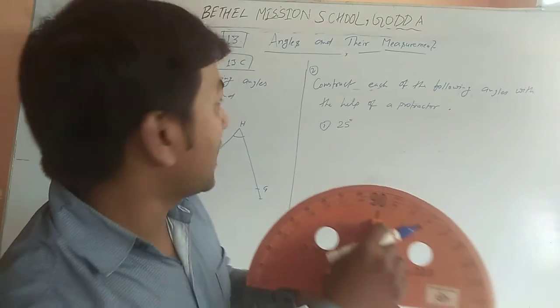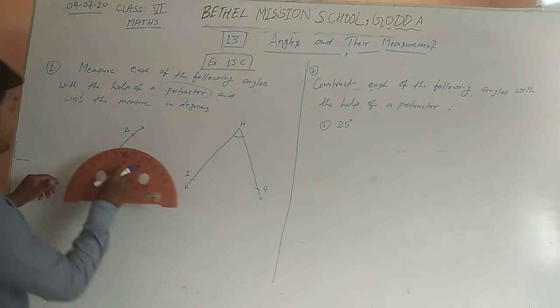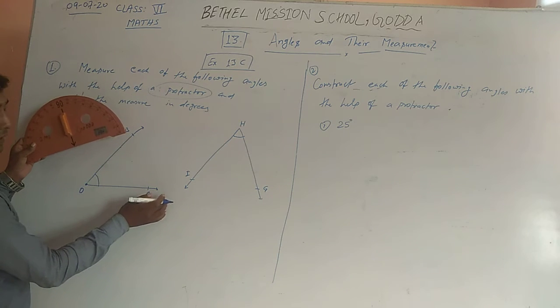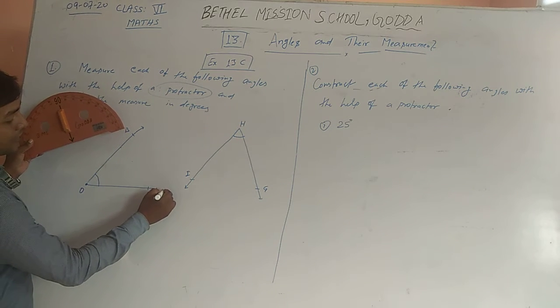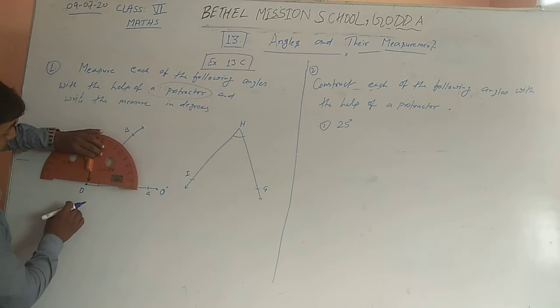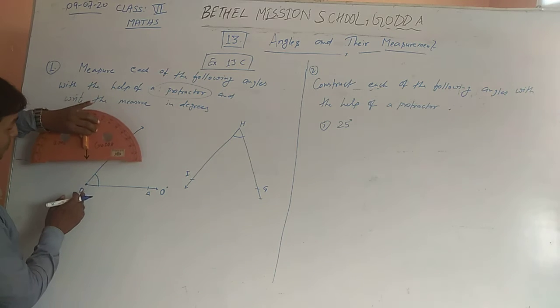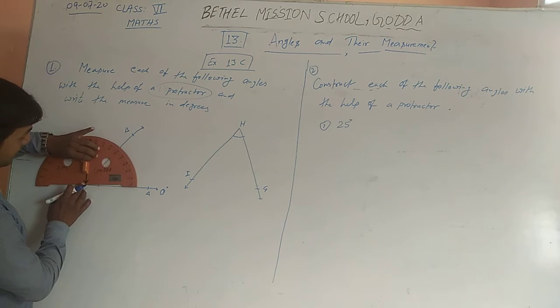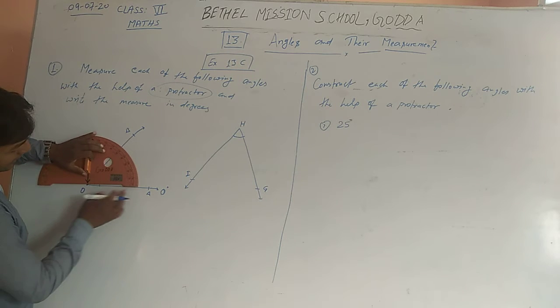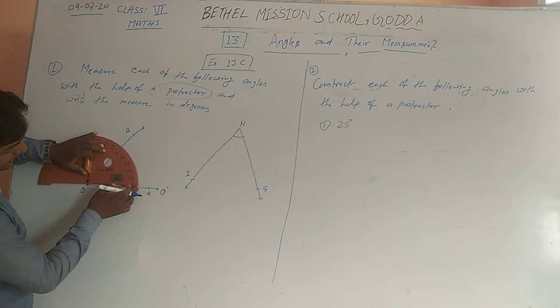Now I start to measure here. First this line, you have to start counting from 0 degree. So this arrow symbol you will keep here, and this line should be placed at 0 degree.